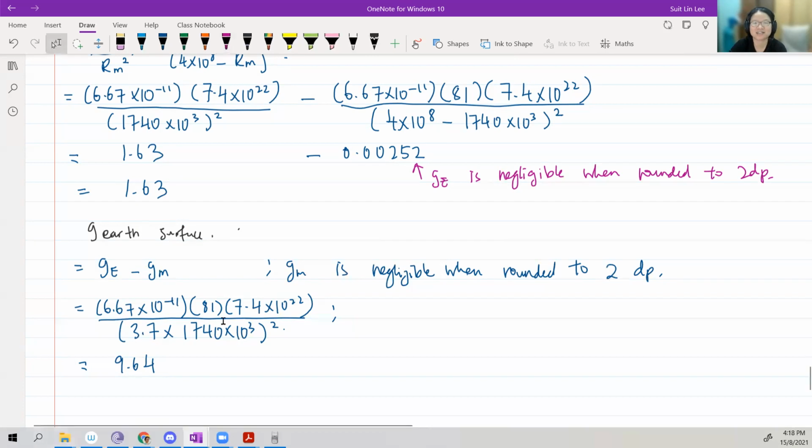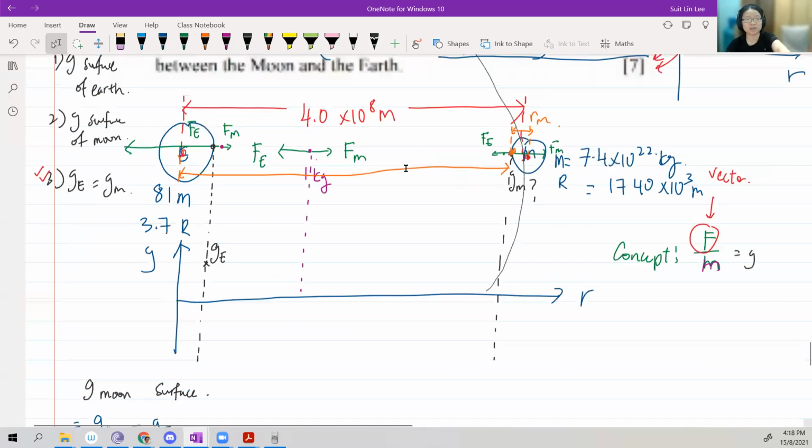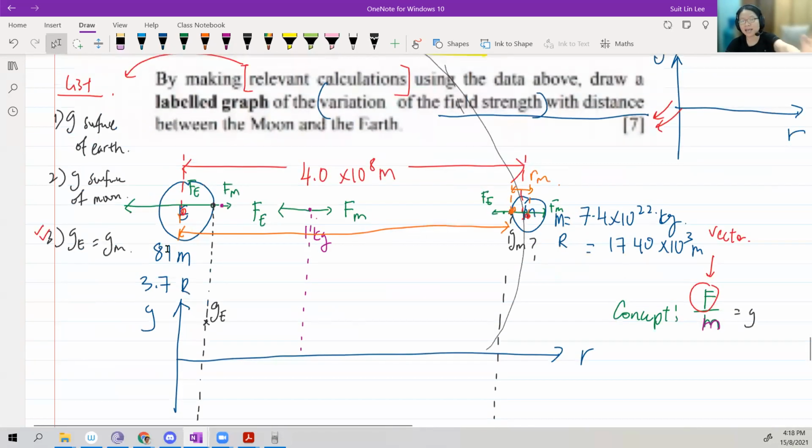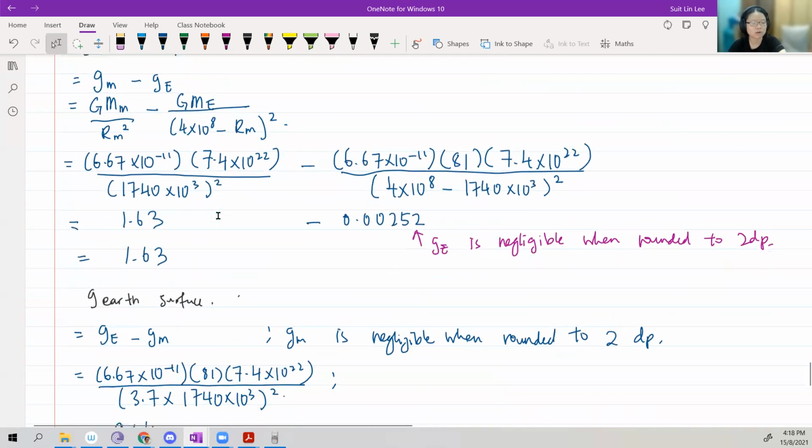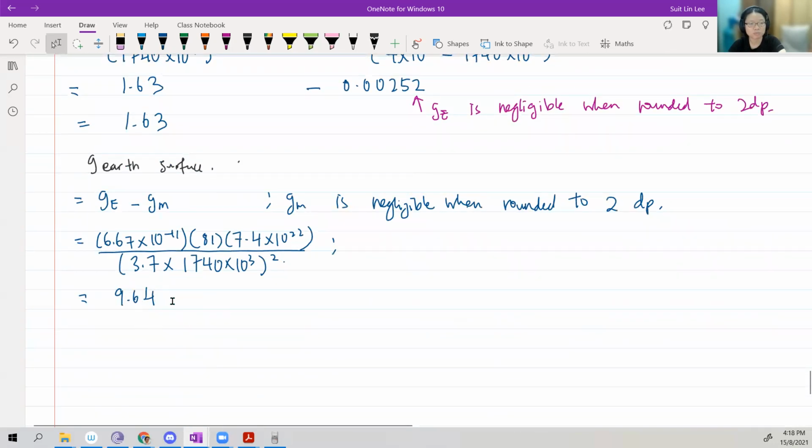Normally this one we don't count because it's so small. It's so far away. Come on. So if I look at the moon surface, the heavier or more massive Earth is already negligible. Meaning if I stand at Earth, the smaller moon is even more negligible. Does that make sense? Because Earth is the heavier one. Okay, so I got 1.63 and 9.64. Why isn't it exactly 9.81? I don't know. Estimation.